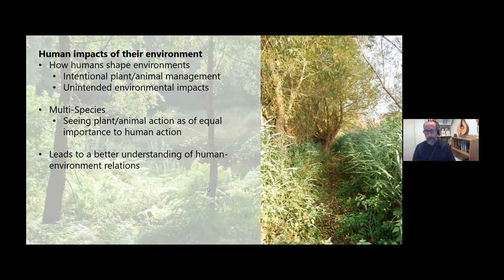So taking more of an account of the things that non-humans do in their world and the effects they have on creating our world. And personally, I think that taking this approach, thinking more about non-humans and their interactions with humans, gives us a far better understanding of the character of Mesolithic environments and of people's relationships to that environment.